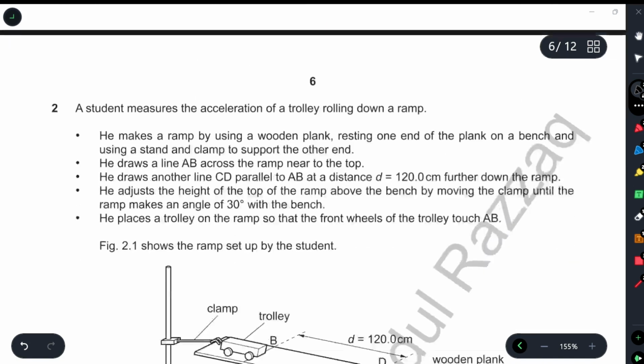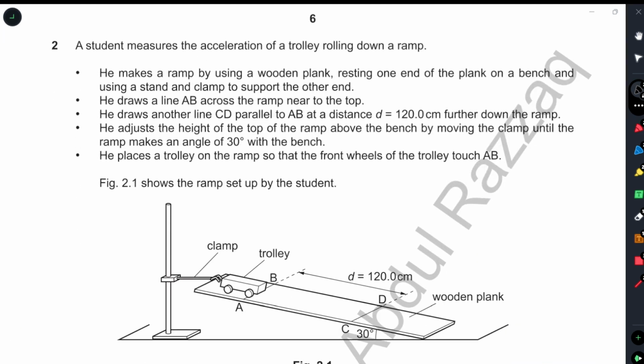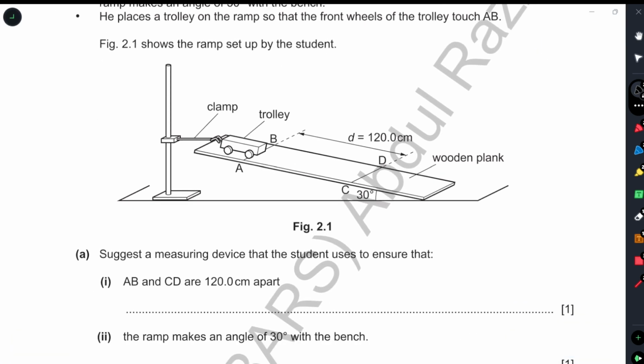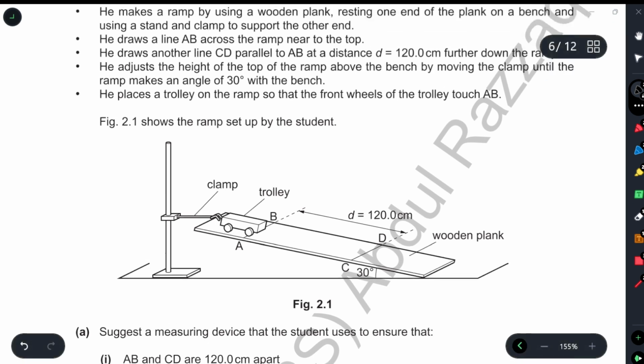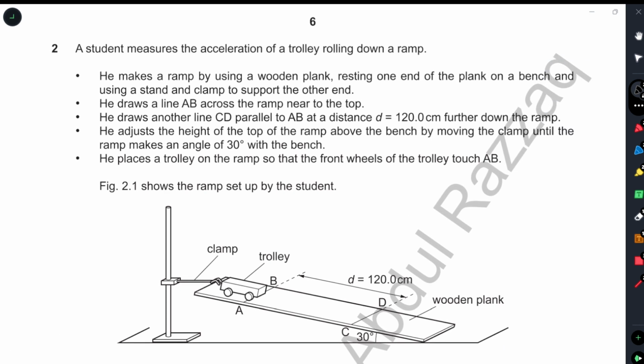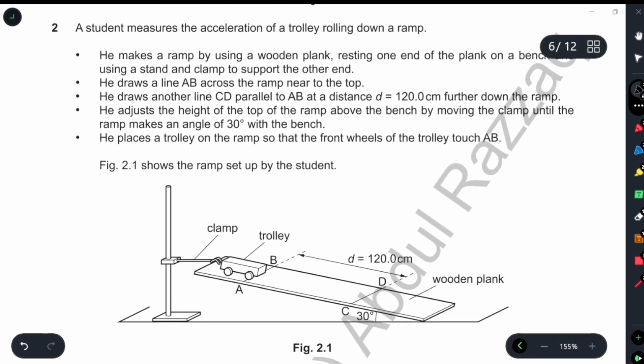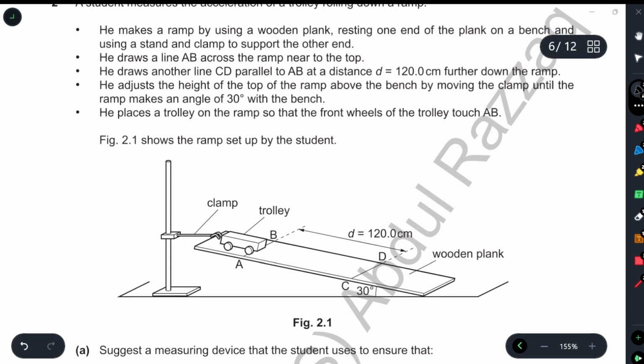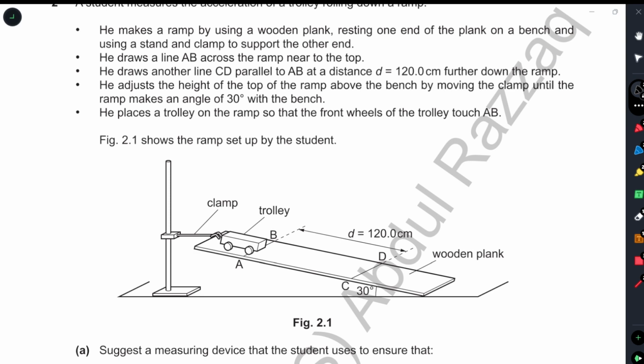Okay, let's come to the next question. The next question says: suggest a measuring device that the student uses to ensure that A, B and C, D are 120 centimeters apart. The student measures the acceleration of a trolley rolling down a ramp, makes a ramp, draws a line, draws another line. Let's overview it a bit, then we'll read the rest calmly.